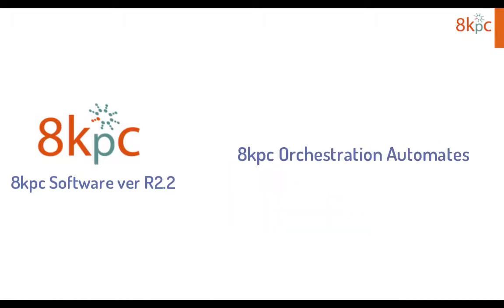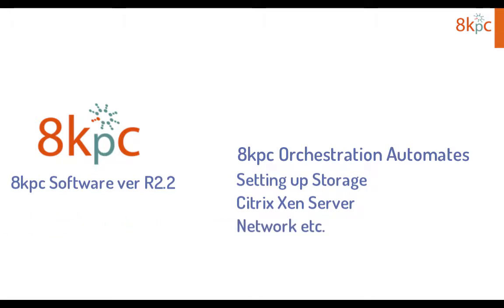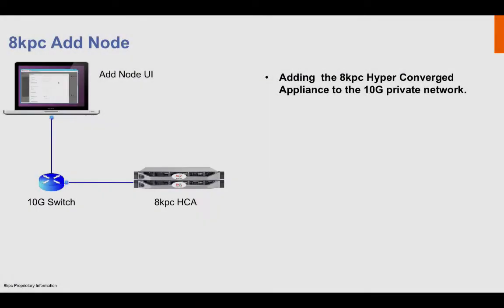Orchestration is a simple single-click process that completely automates all the steps of setting up storage, Citrix XenServer, network, etc. All that would have taken a week to configure and orchestrate gets done in a matter of few minutes. The 8kpc add node is a mandatory step for every appliance added to the 8kpc 10G private cluster network. The 8kpc appliance is configured with an IPv6 address for first-time access.